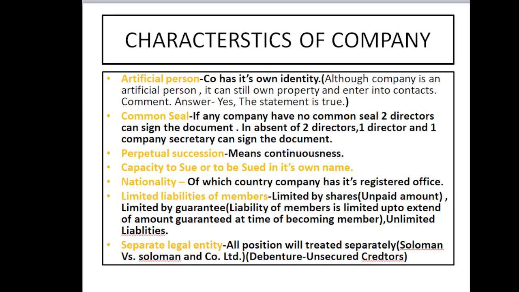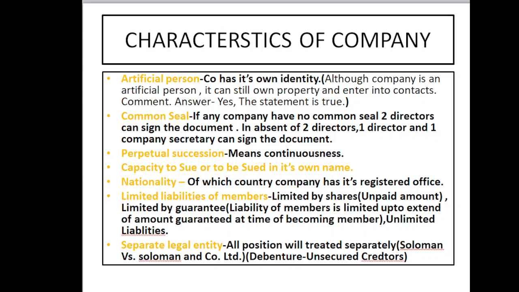Characteristics of company. Artificial person. Company has its own identity. Although company is an artificial person, it can still own property or enter into contract. Comment. The answer will be yes. The company can own property and enter into contract. The statement is true. Common seal.